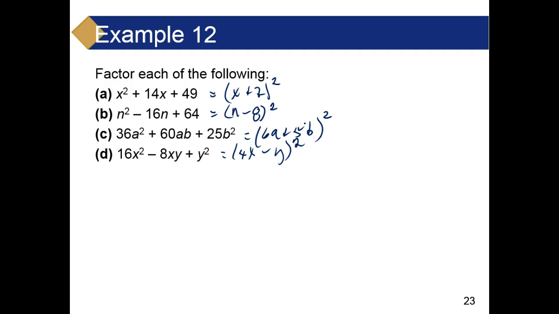4x squared is 16x squared minus 4xy. Double that is minus 8xy. Yes. Plus y squared. Yes, yes, yes. All right, good. Y'all caught on really well to that. Okay? Let's see how they did it.